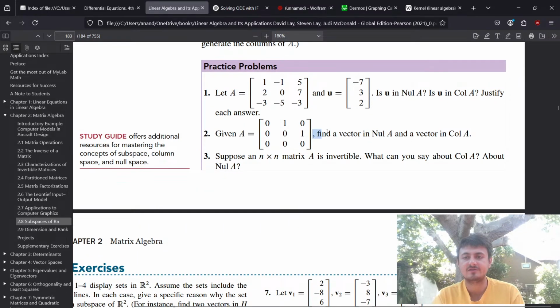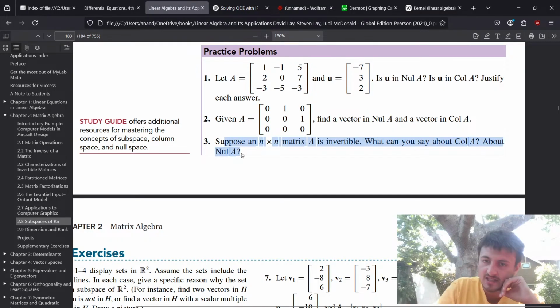All right, find a vector in Nul A and a vector in Col A. All right, so for Nul A, let's just take the 0 vector. We're lame like that. Take something easy. A times 0, 0, 0 is just 0. And then something in the column space. Let's just take 1, 1, 0.